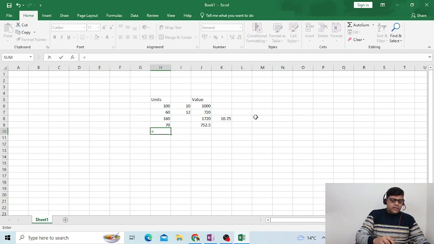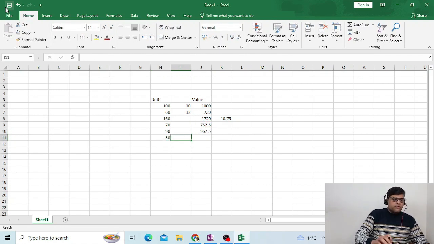Now suppose, let's say, we have another purchase. Now you have closing inventory of 90 units, and the closing value is 97. Now suppose we are going to purchase another 50 units at a price of 15. So what will be our price?